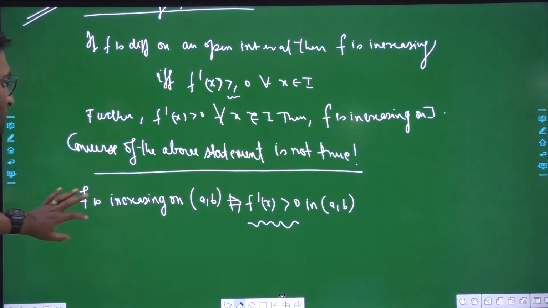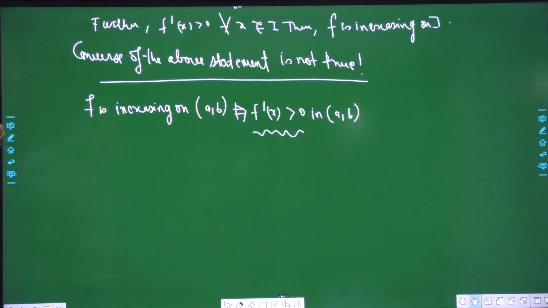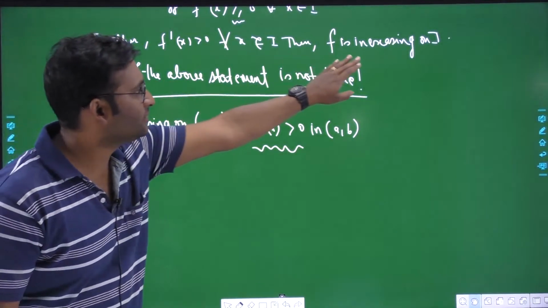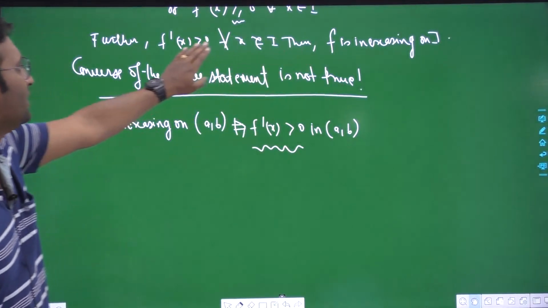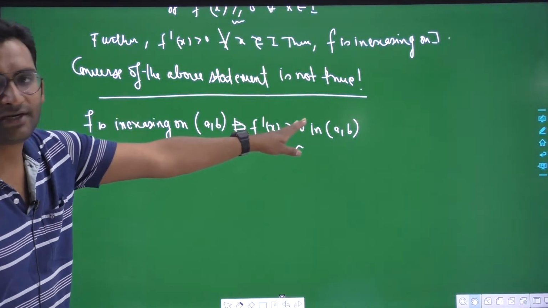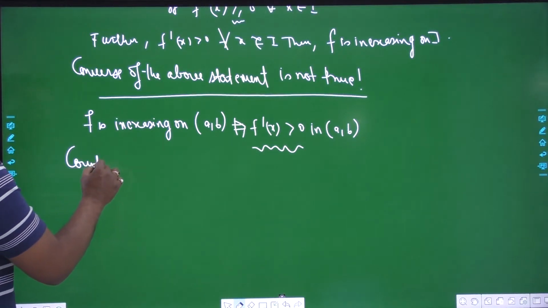Let us see how to do this particular. So let's see. Okay, so the converse of the above statement is not true. So if f dash x is greater than 0, then f is increasing on I, and if f is increasing on I, it does not necessarily imply that f dash x is greater than 0. It might be possible that it is 0 at some points. Okay, so how to go about this? So for this, consider this counter example.